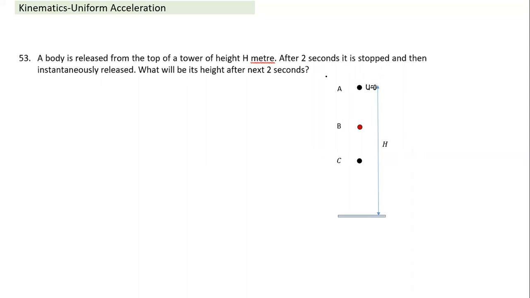After 2 seconds, it is stopped and then instantaneously released. So it is stopped at point B and again released, and again starts moving downwards. The question is, what is the height after the next 2 seconds? This is where the ball will be at t equal to 2 seconds. What it asks is t equal to a total of 4 seconds. From here, another 2 seconds. What we need to calculate is this height.